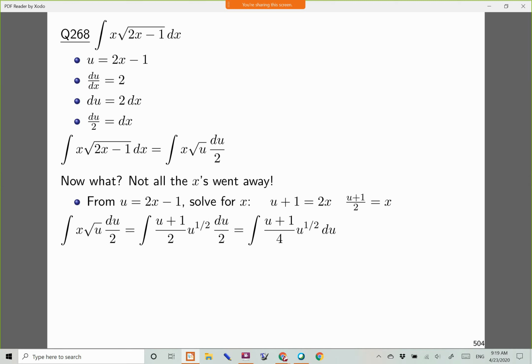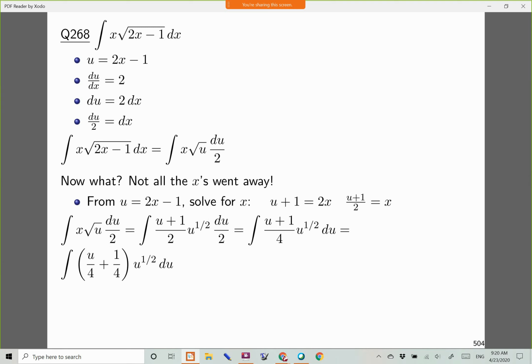Again, there's lots of ways to do this, but what I chose to do is when you have pluses or minuses in the numerator of a fraction, not in the denominator, but in the numerator, you can split this up as two separate fractions. So you can write the fraction as u over 4 plus 1 over 4, right? U over 4 plus 1 over 4.